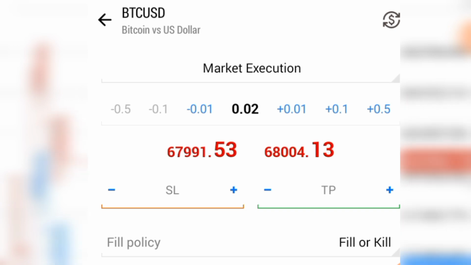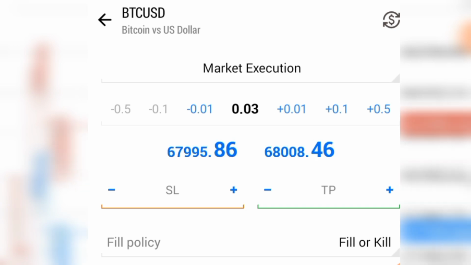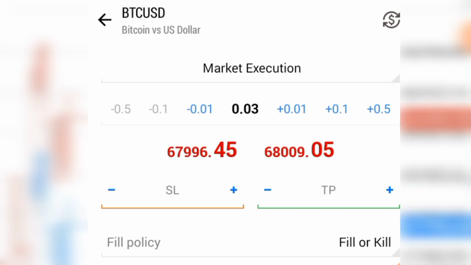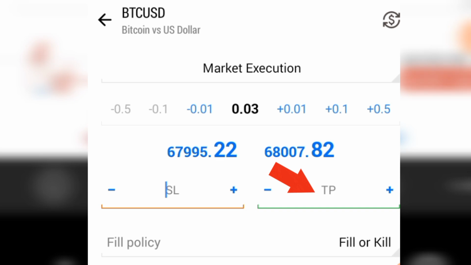Okay. Also here, let me say I'm going to use 0.02 right here, and set a stop loss and take profit before entering, okay? So this protects your account if price goes against you, okay? So now this side is the stop loss and this side is the TP.